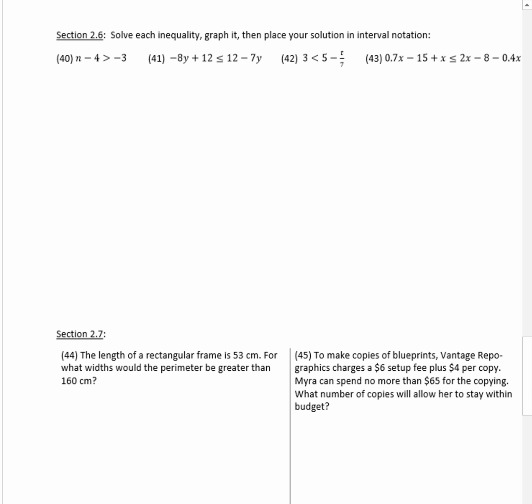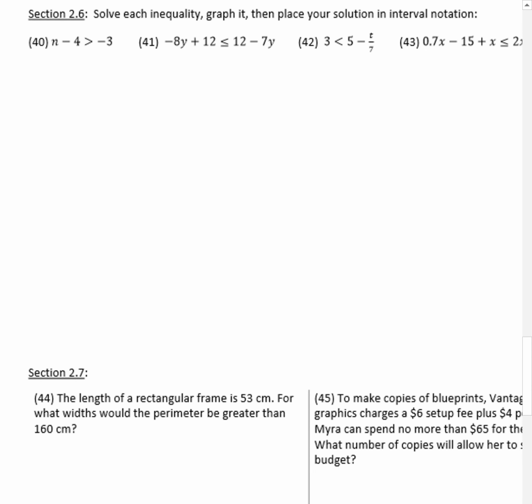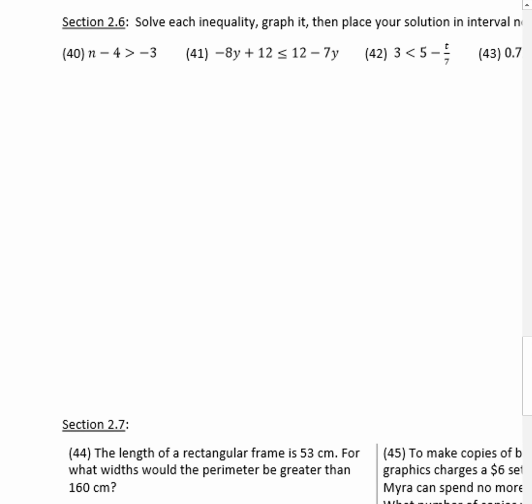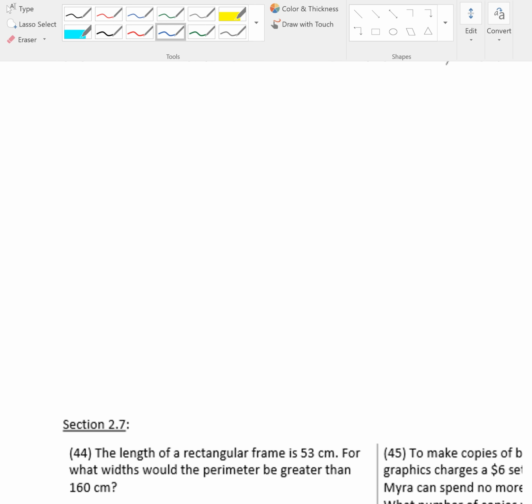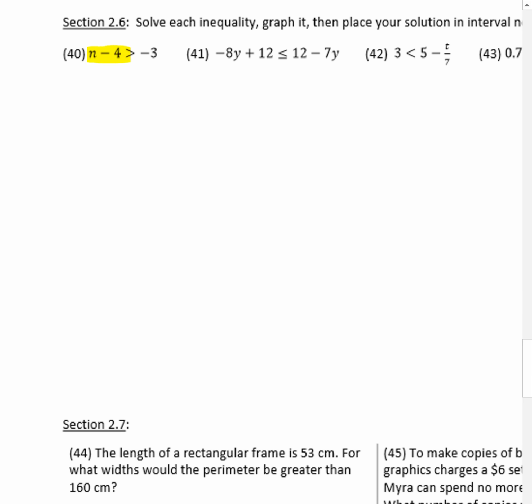I think things are getting better. That was pretty difficult. If you remember 2.6, that was the section about inequalities. For example, if you focus on number 40, that's coming up here. Where's that guy? n minus 4 is greater than negative 3. Remember, you can solve these as if the inequality was an equal sign, so you can pretend it's n minus 4 equals negative 3. How would you solve that for n? Except if you were to ever multiply or divide by a negative, you've got to flip the inequality. So don't forget that part.